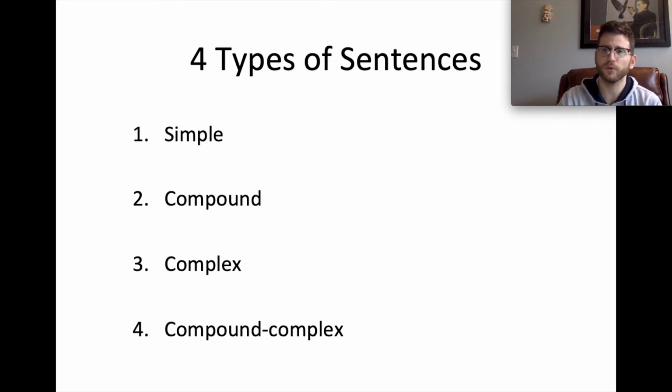So there's four kinds of sentences. The first one is the simple sentence. The second one is the compound sentence. The third one is the complex sentence. And the fourth one is the combination of two and three, the compound-complex.